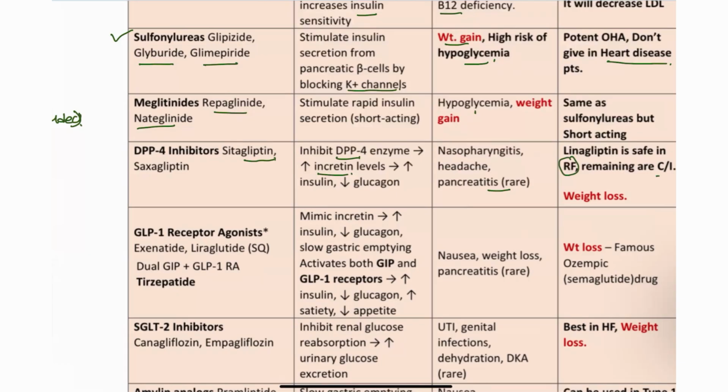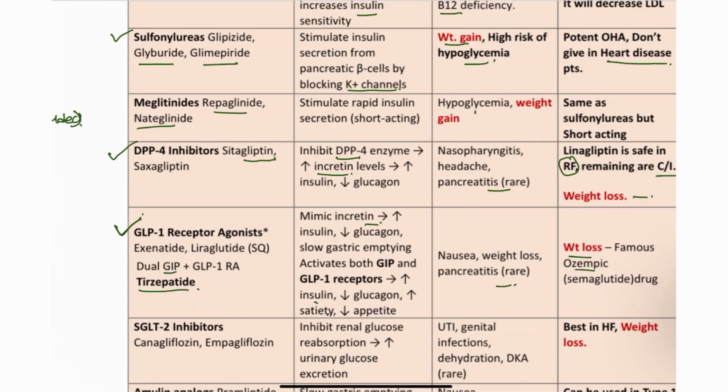Next, GLP agonists. These will have the same incretin effect. When the incretins are increased, it will decrease the glucagon, increase the insulin, increase the satiety and decrease the appetite. Again, pancreatitis is common because DPP4 and GLP-1 act in the intestines. For weight loss, the famous drug Ozempic is given. Next, tirzepatide, it is common and can be asked. This drug is a dual GLP-1 and GIP agonist.